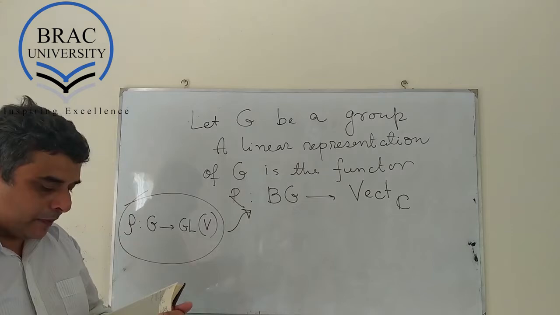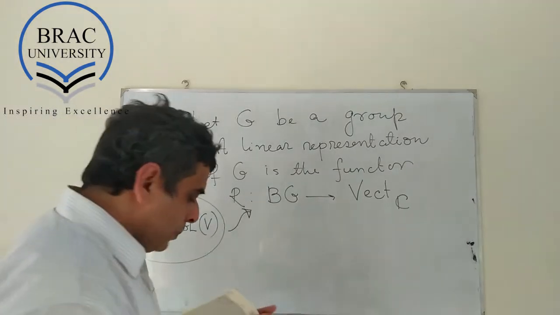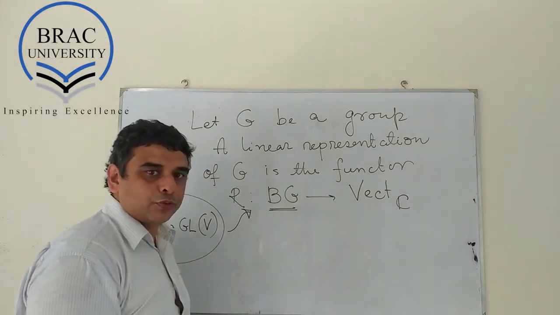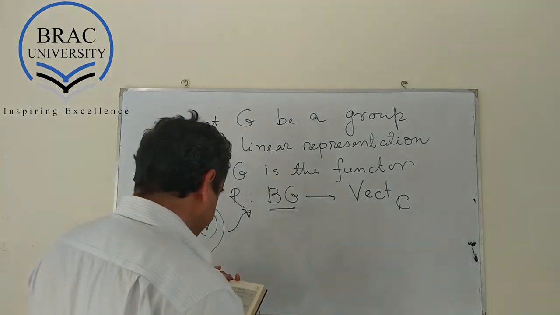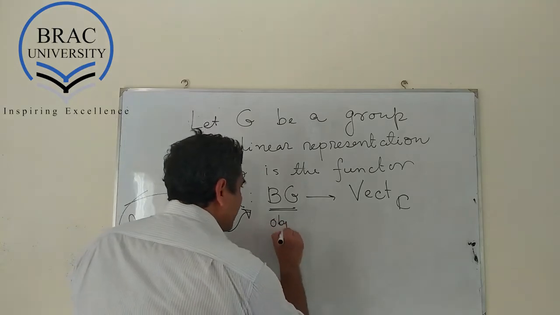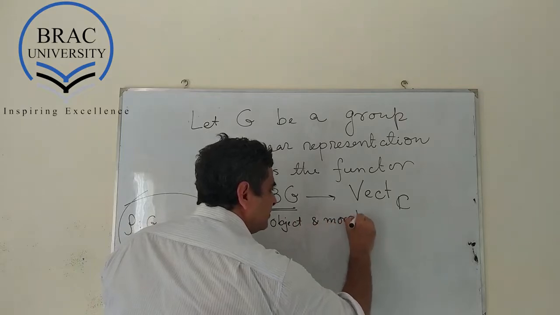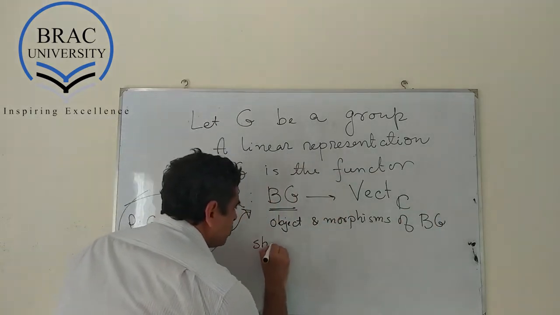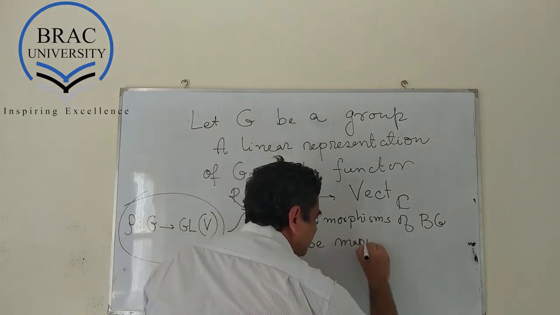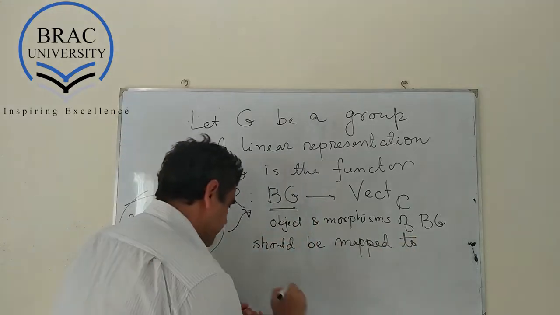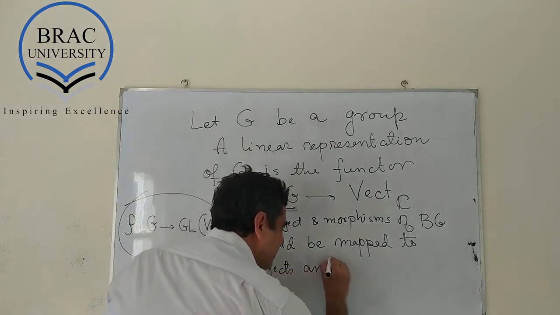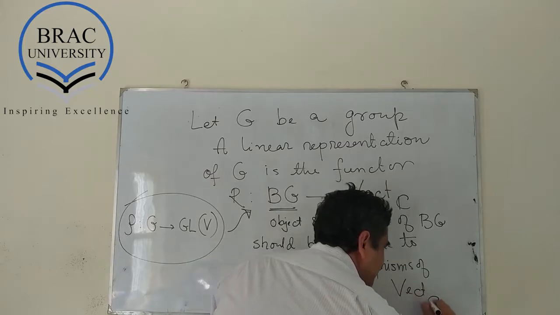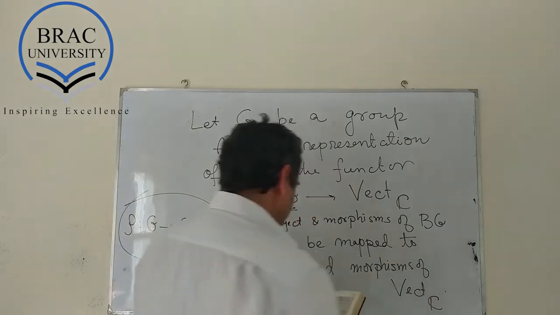So first recall what information a functor provides. Objects and morphisms of BG. There is a single object in BG, and there are morphisms there corresponding to the group elements of the group. So the single object and morphisms of BG should be mapped to objects and morphisms of Vect C in a compatible way. Okay? We explained what it means by compatible way earlier.